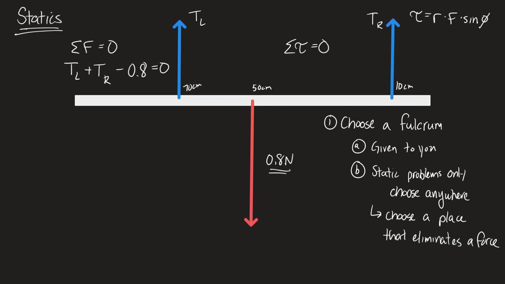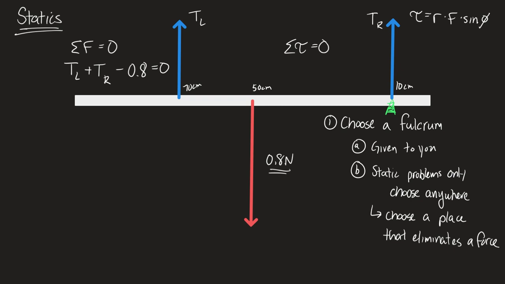If I were you, I would choose a place that eliminates a force. Based on this set of rules, we can pick anywhere on the meter stick for our fulcrum. But I have two unknowns. If I can eliminate one of the unknowns, I think I should do it. So I'm going to place the fulcrum here, so that my torques will be measured from the 10 centimeter mark.